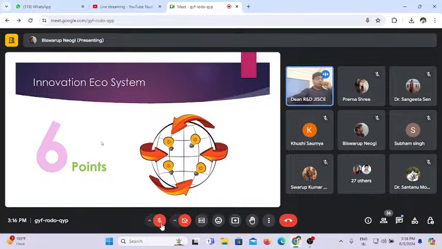Definitely. First, I am just completing my portion of the session with these 6 points, the 6 points that are necessary for your organization to create an innovation ecosystem. If you have all these points, then you can think that your organizations have some innovation ecosystem.